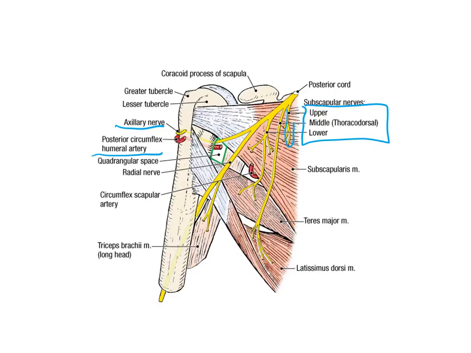The upper and lower subscapular nerves will innervate the subscapularis muscle. Don't forget the lower subscapular nerve also innervates the teres major muscle, as you can see a branch coming down here to innervate the teres major. The middle subscapular nerve also goes by the name of the thoracodorsal nerve, and as you already know, that nerve is responsible for innervating the latissimus dorsi muscle.